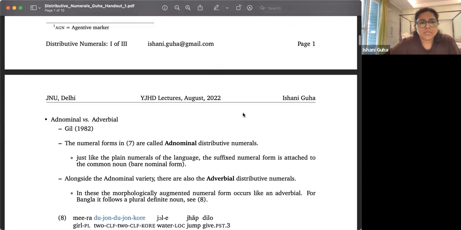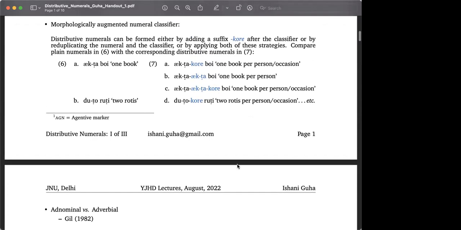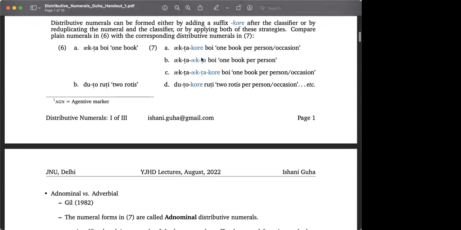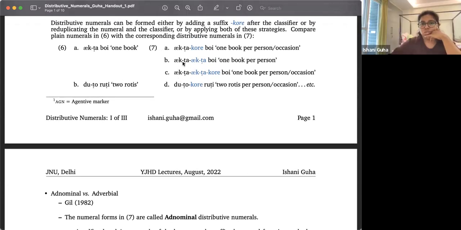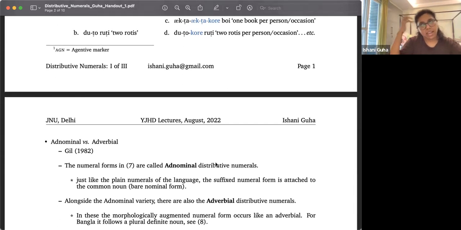Now, so these numeral forms in 7A, B, C, so একটা করে, একটা একটা, these are the basic forms for distributive numerals. Now let's come to the distinction of adnominal versus adverbial. Distributive numerals can be syntactically and semantically distinguished between two categories. They could be adnominal or adverbial.